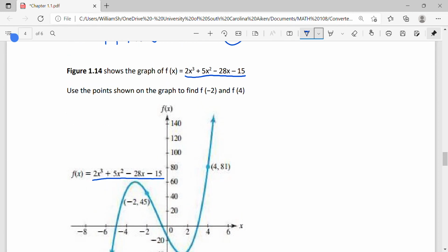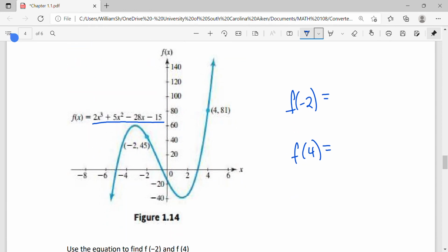Now the points that I'm looking for here, I'm going to write them to the side, are f of negative 2 and f of 4. Now what it means here, remember, is that negative 2 needs to go in for my x. So if I go to negative 2 on the graph, wherever it hits this line right here, oh, see that point right there that I'm coloring in? That is the point that I'm looking for. So x is negative 2 there, and my f of x, or my y there, is 45. So my answer is simply 45.